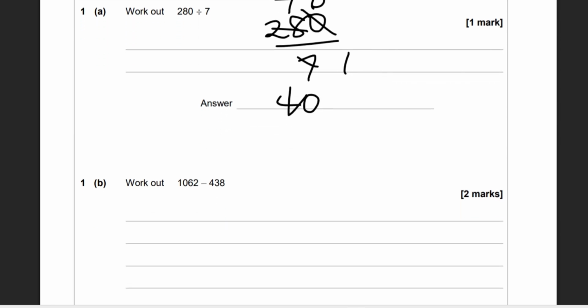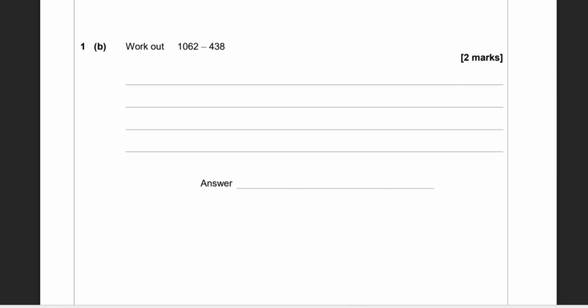We move to question 2. Work out 1062 minus 438. This is simple subtraction. Most of you can do it. You get 624.